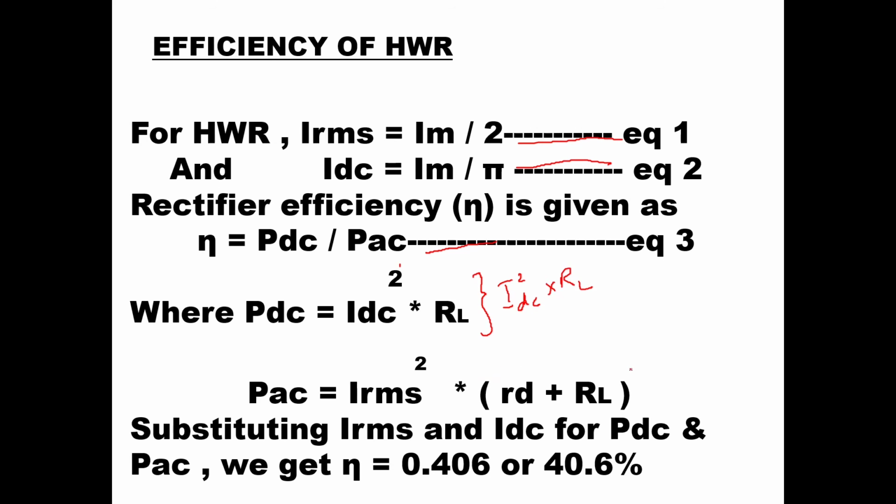Similarly, AC power is I RMS square into diode resistance plus load resistance. Now, if you substitute these values for PDC and PAC, and take the ratio of PDC upon PAC, then we will get the efficiency of the half wave rectifier as 40.6%. So here you can see we have given the efficiency as 40.6%.